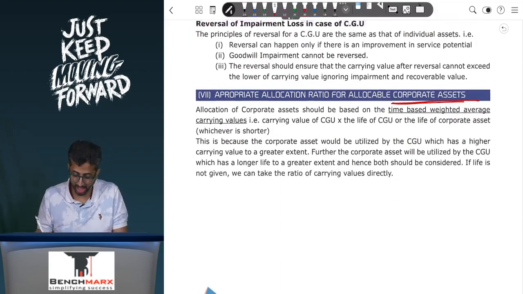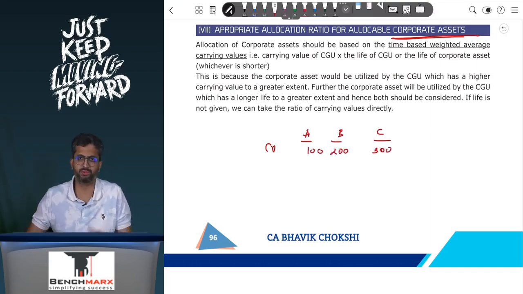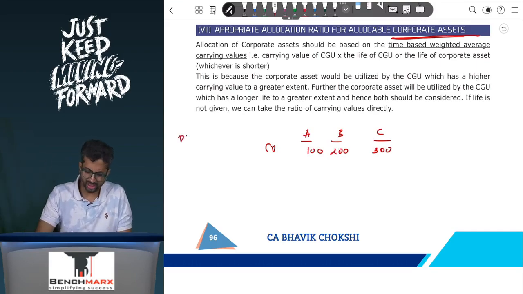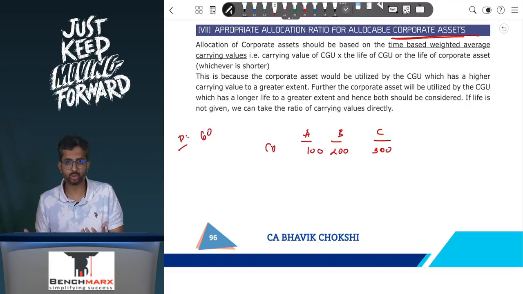However, sometimes you might be given the ratio of the carrying values. Let's say carrying values are given for A, B, C as 100, 200 and 300. Now there is a corporate asset D which is worth, let's say, 60. I need to allocate this 60 to A, B and C. Ideally I will allocate in the ratio of the carrying values, 1:2:3. The bigger the division, the more the utilization.